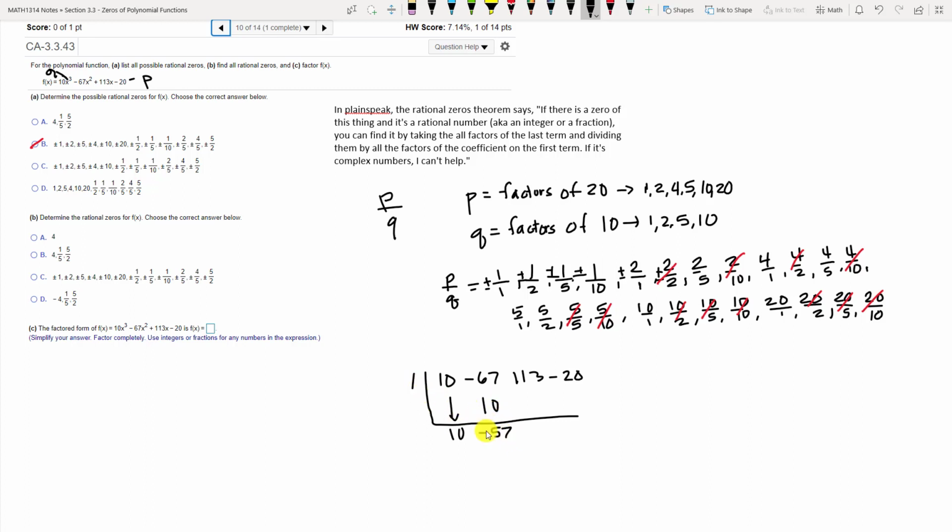Then you take 1 times negative 57 and put that number here. Then you add these two numbers and you get 56. And then finally you take 1 times 56 and put it here. And negative 20 plus 56 is 36.